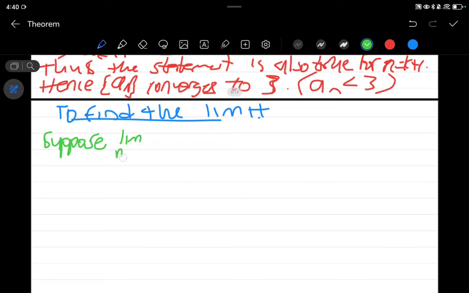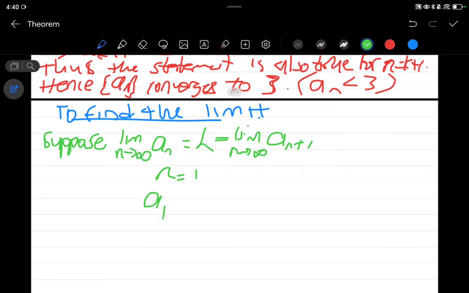that the limit as n approaches infinity of a of n will be equal to L. We're saying that this limit approaches L, which means it should exist. And this will be the same as the limit as n approaches infinity of a of n plus 1. So what I'm saying here is that if n is equal to 1, a1 will be approaching L, a2 will be approaching L.